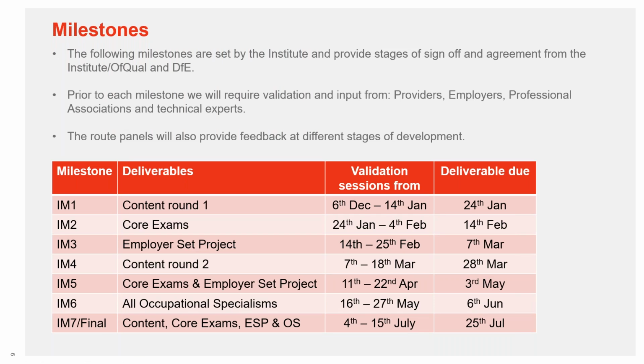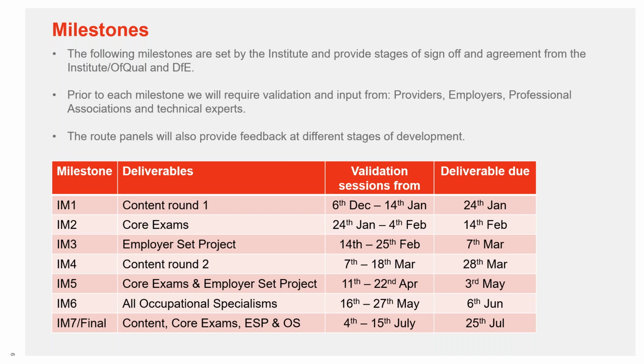Milestones. Now, these milestones have been set by the Institute, and they provide stages of sign-off and agreement from Ofqual and DFE. So what that means, from where we're concerned as the awarding organisation, is the Institute for this next academic year, while we're in the development phase, have given us set dates and times to be complete with what they call the deliverables. So content round 1.